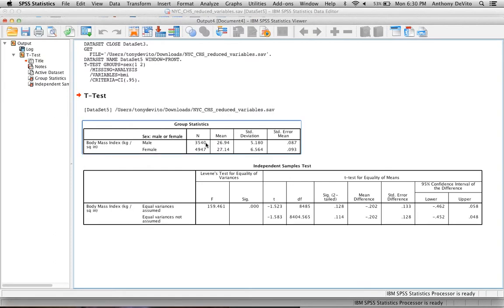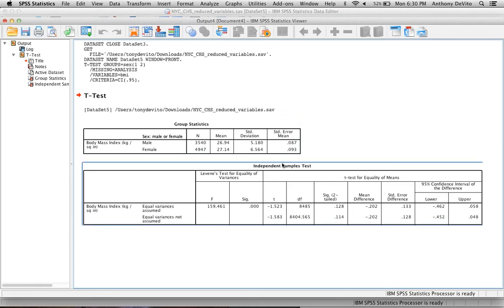Counted. There were 3,500 males, 4,900 females. The average BMI for males is 26. The average BMI for females is 27. It's a little bit different, right? Is it significantly different? Statistically significantly different. Let's take a look. Here's our t-test. Well, do I use the top row or the bottom row?